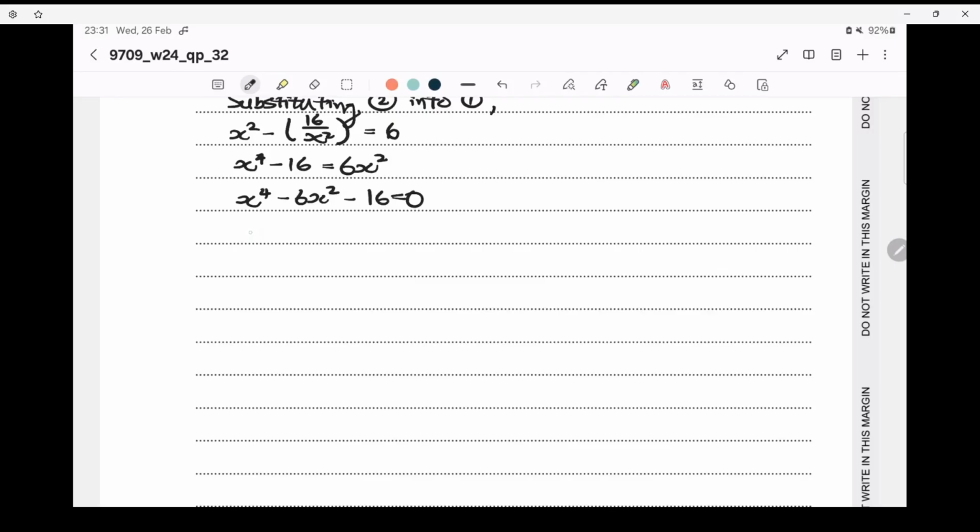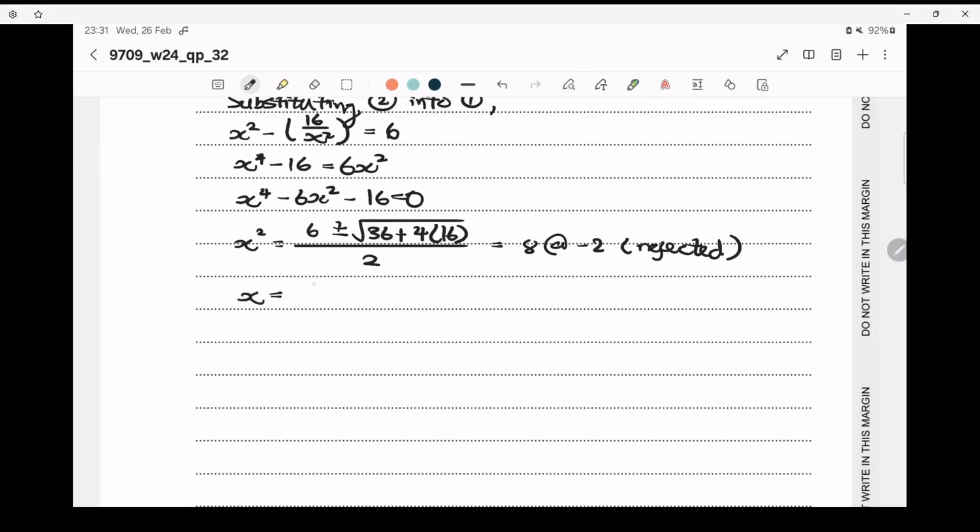Over here I did the quadratic formula. So x squared will be equals to 6 plus or minus square root of 36 plus 4 times 16, divided by 2. So this is either 8 or minus 2. Minus 2 will be rejected because your x has to be a real number. So then x would be plus or minus 2 square root of 2.